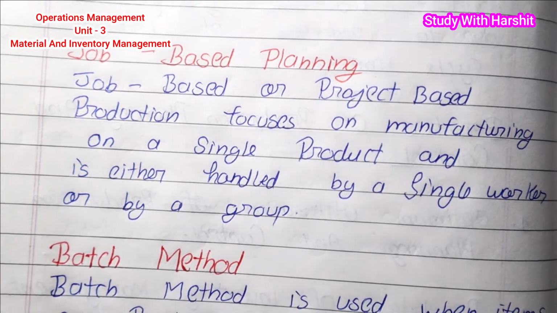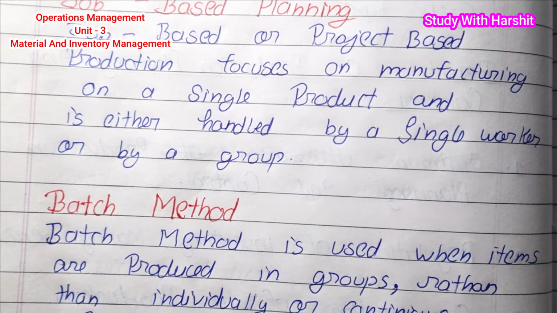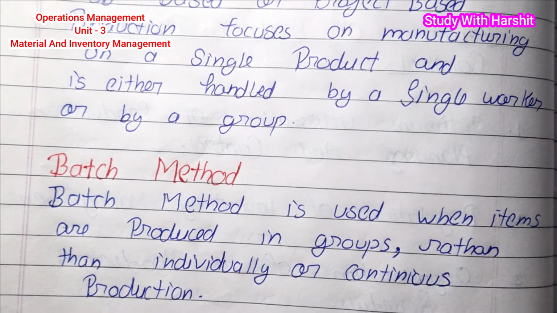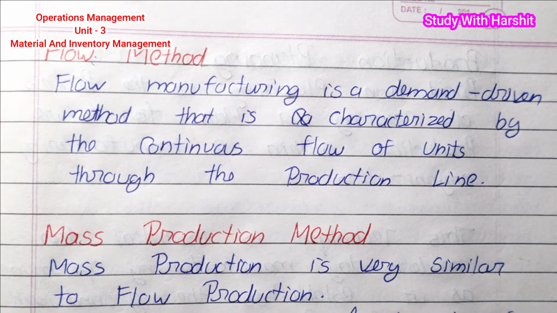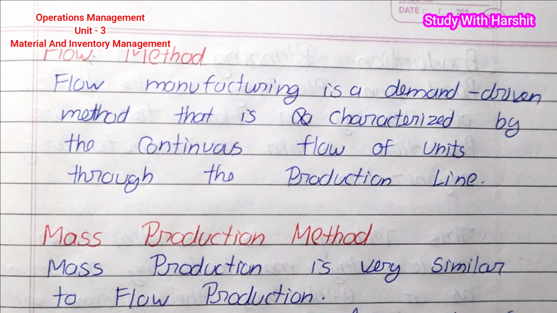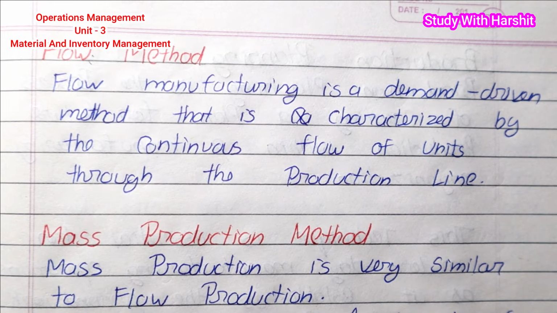Batch method. Batch method is used when items are produced in groups rather than individually or continuous production. Flow method. Flow manufacturing is the demand driven method that is characterized by the continuous flow of units through the production line.